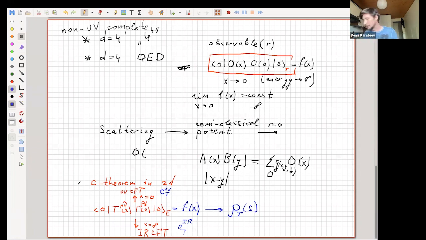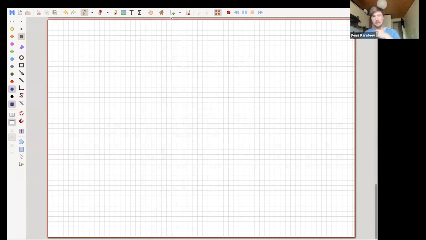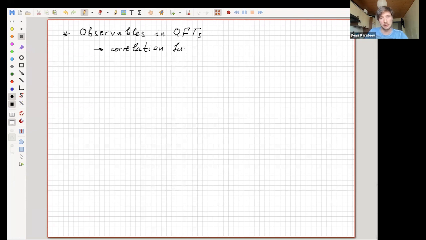Let's go to the observables. Well, for consistency, let me switch back to black. So observables in QFTs. Right, so generic observables, as I mentioned, the way I understand, are correlation functions. And let me just pause a second on what kind of correlation functions we can have.